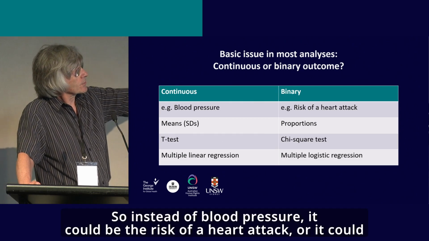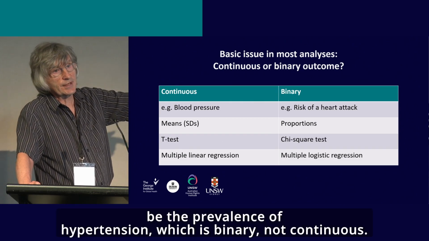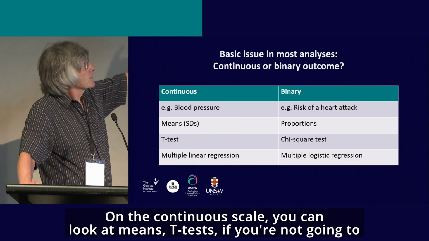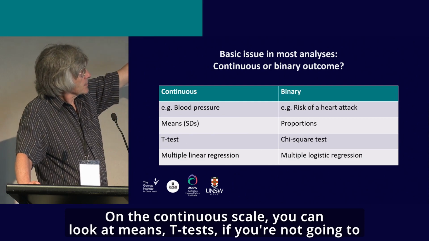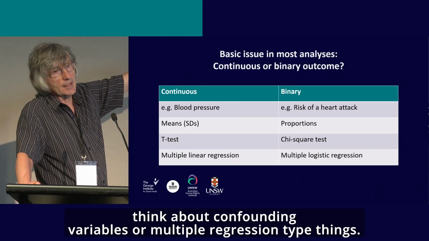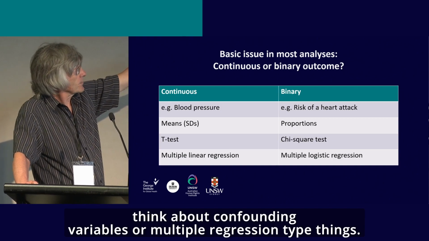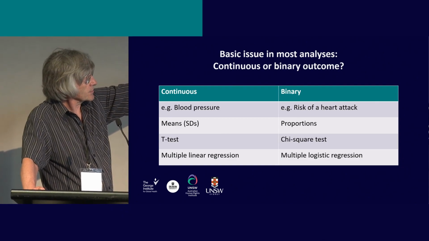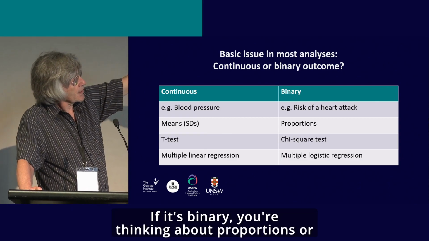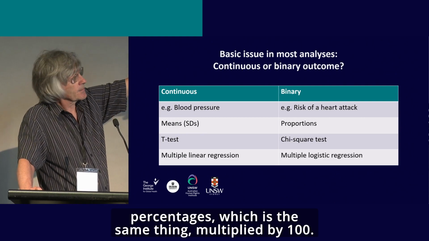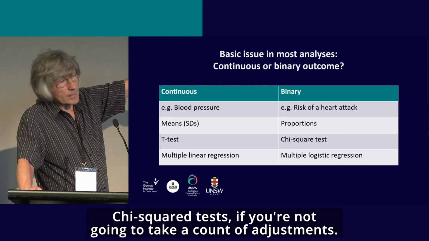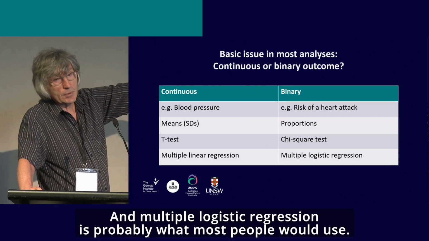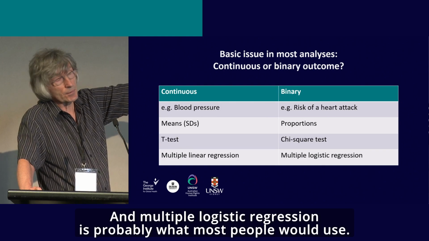So instead of blood pressure, it could be the risk of a heart attack, or it could be the prevalence of hypertension, which is binary, not continuous. On the continuous scale, you can look at means, t-tests, if you're not going to think about confounding variables or multiple regression type things. And if you are going to look at confounders, you want multiple linear regression. If it's binary, you're thinking about proportions or percentages, which is the same thing, multiplied by 100. Chi-squared tests, if you're not going to take account of adjustments. And multiple logistic regression is probably what most people would use.